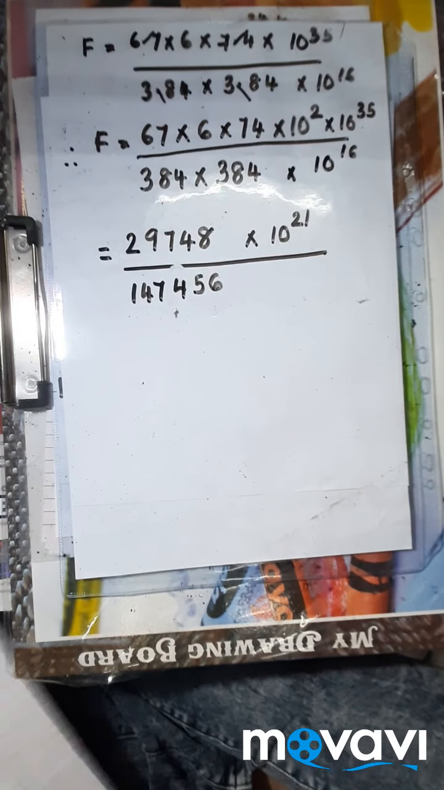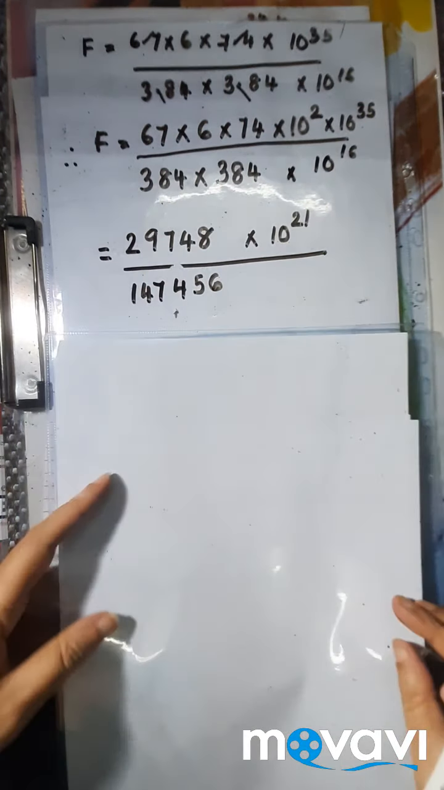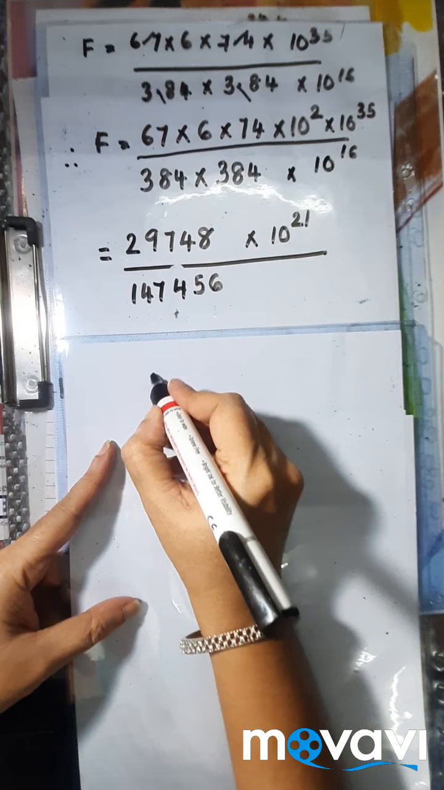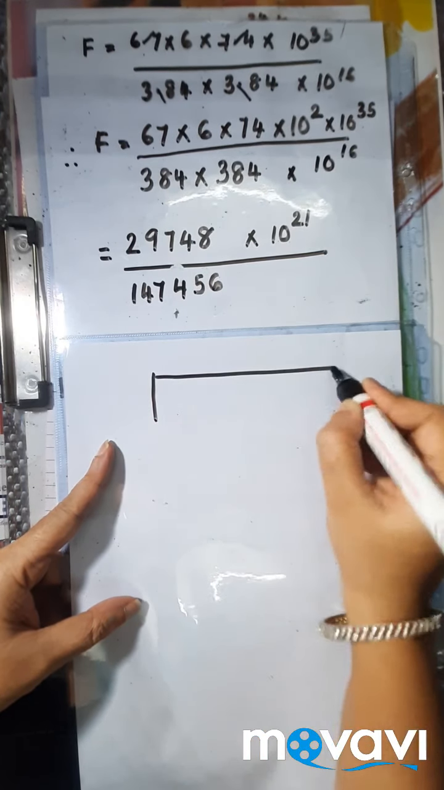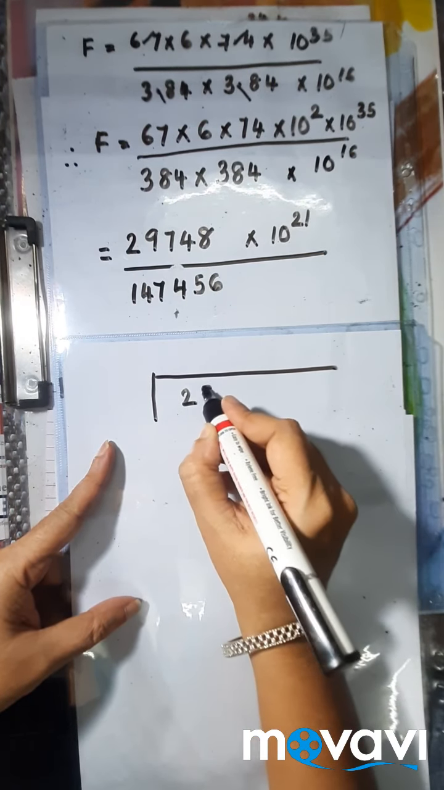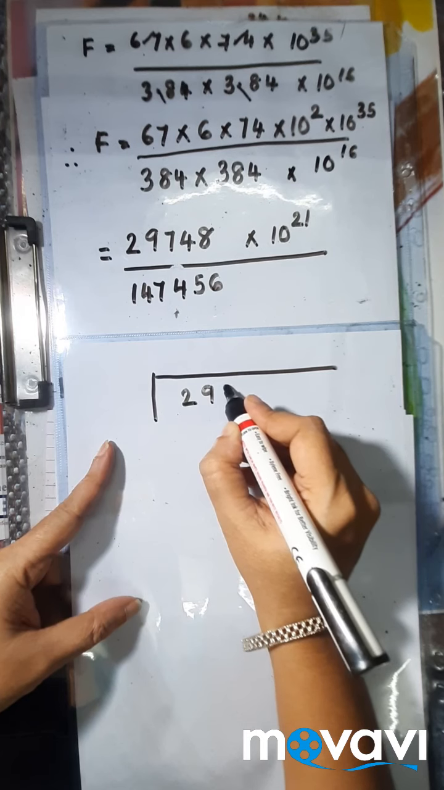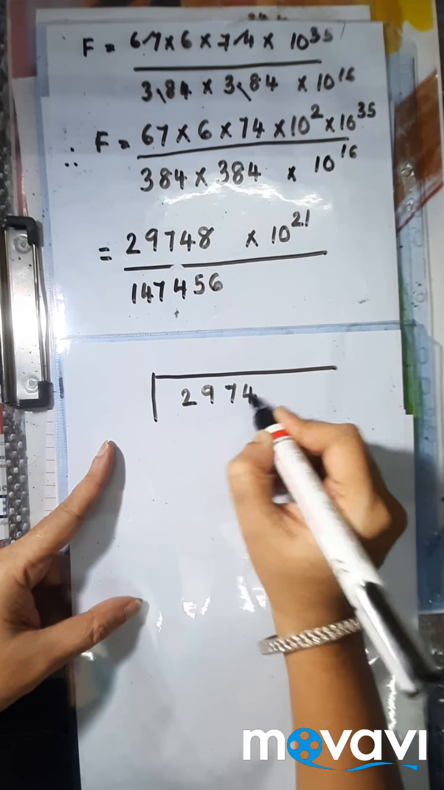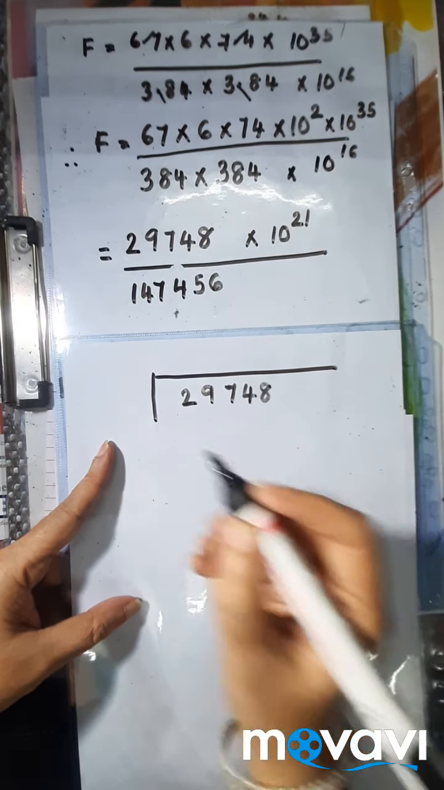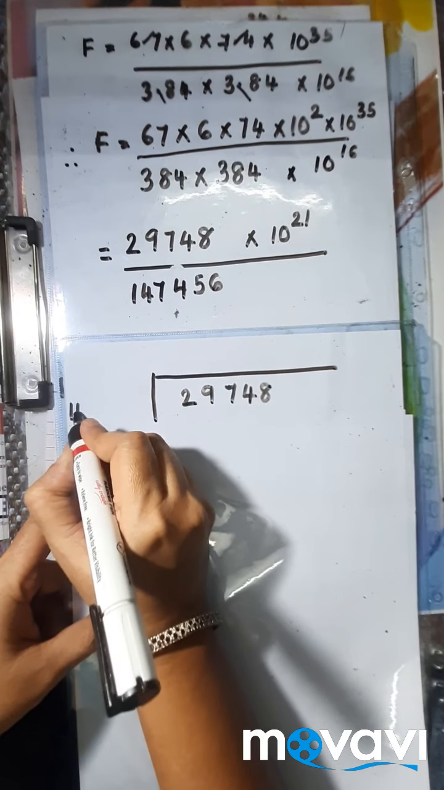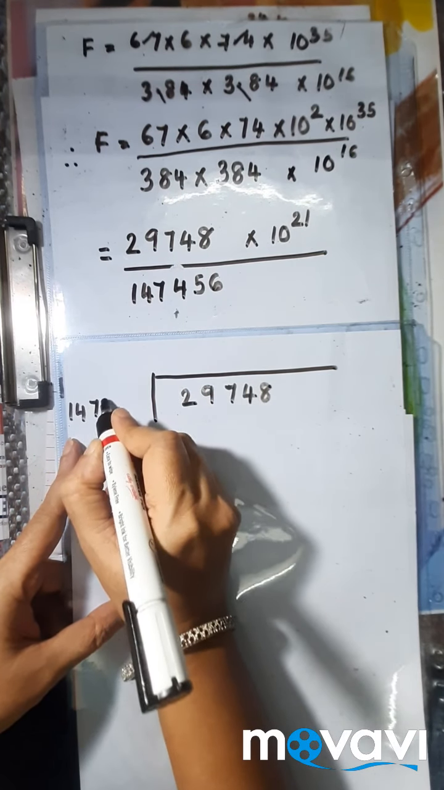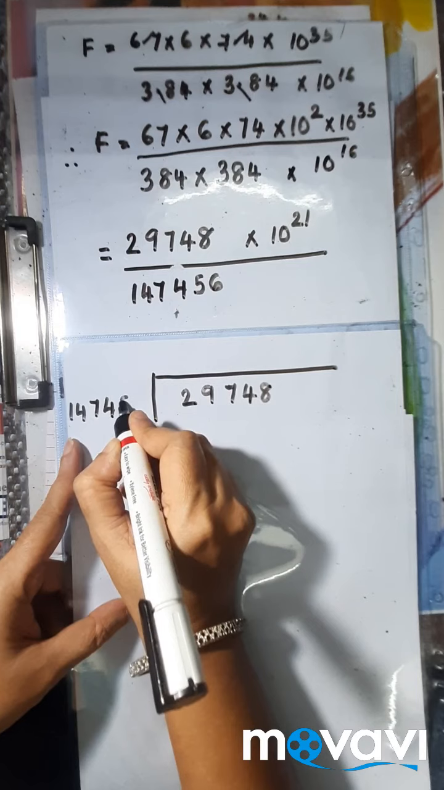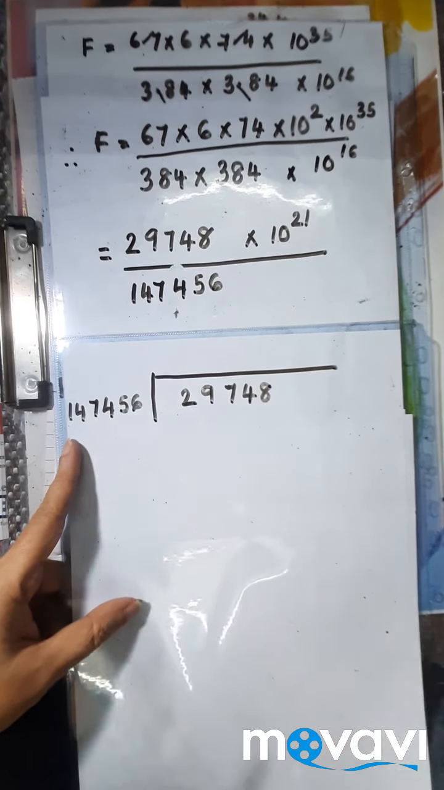I'm just taking a rough page out here because it's very difficult otherwise. I have to do long division. What do I have to divide? I have to divide 29,748 by 1,47,456, okay.